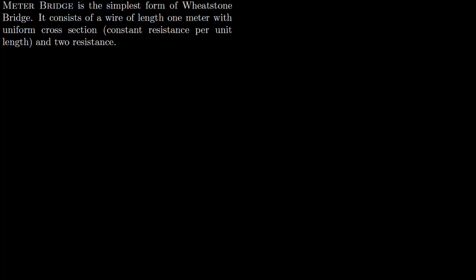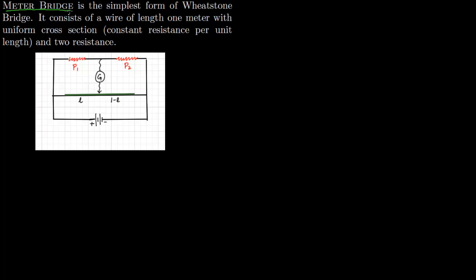We start by giving an example of a Wheatstone bridge. The simplest example of a Wheatstone bridge is a meter bridge. So meter bridge, it consists of a wire of length 1 meter. So this is a wire of length 1 meter. And it has a uniform cross section. So basically means that the resistance per unit length is a constant.